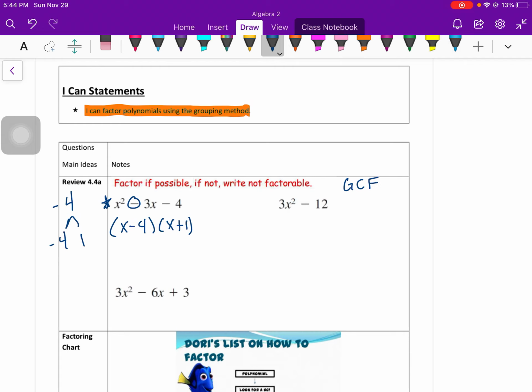The next one, 3x squared plus 12. Remember, greatest common factor. I see that I can divide both these terms by 3. So I'll pull my 3 out front, and I'm left with x squared plus 12 divided by 3, which is 4. And then I happen to notice this is a special polynomial. It is the difference of perfect squares. So I can factor it further into 3 times x plus 2, x minus 2. And I'm done with that one.